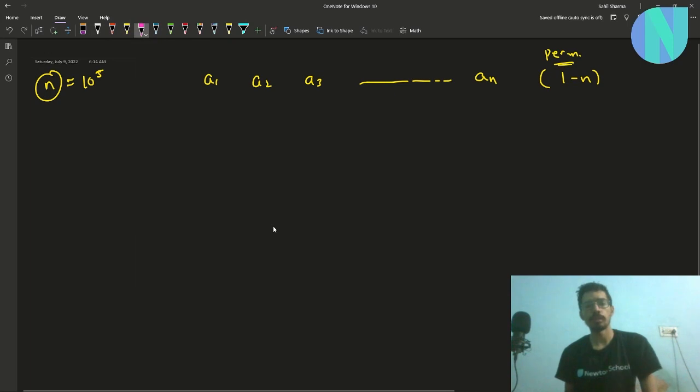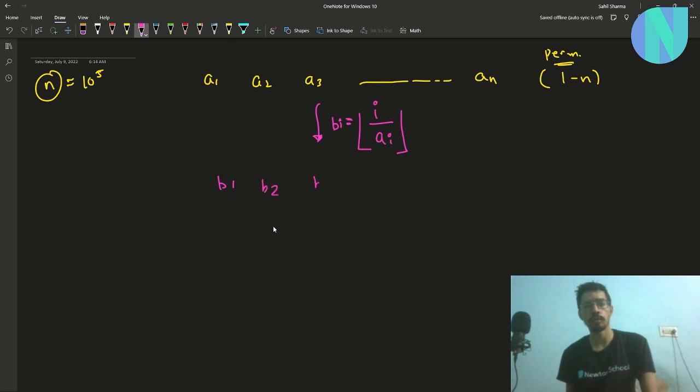Then we applied some operation. We created a new array from this. For every index i, we created a new array b such that b of i is equal to floor of i over ai. So we formed a new array b1, b2, b3, and so on up to bn, using our permutation a, such that b of i is equal to floor of i over ai.